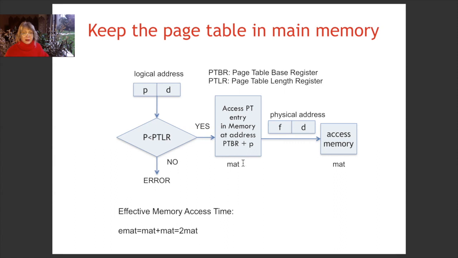This requires memory access time because the page table is in the memory. The frame number from the page table is obtained and concatenated with the displacement in order to obtain the physical address. And then the word at the physical address is accessed. This requires memory access time. The effective memory access time is calculated as memory access time for the page table plus memory access time for the word itself in the memory. So two memory access times are required as the effective memory access time.